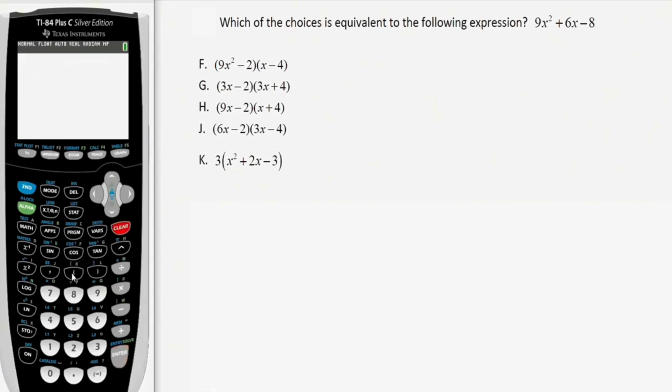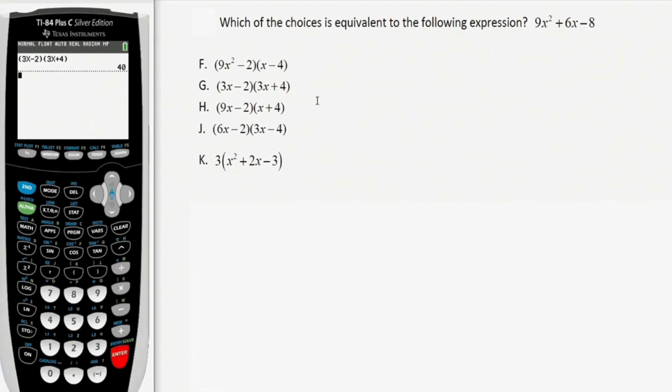So in brackets we have 3x minus 2, close the bracket, open another bracket, so we have 3x plus 4. So that's it, guys. Let's press equal to now, or the enter button.